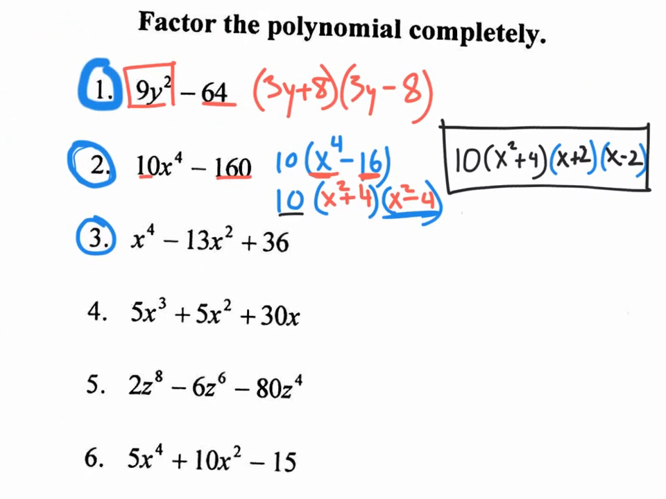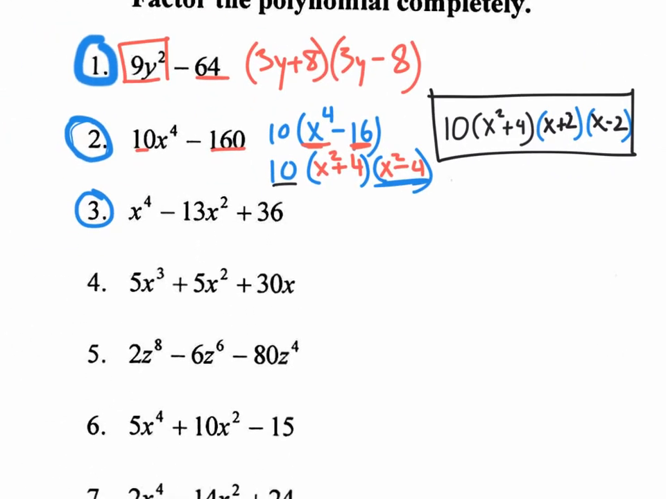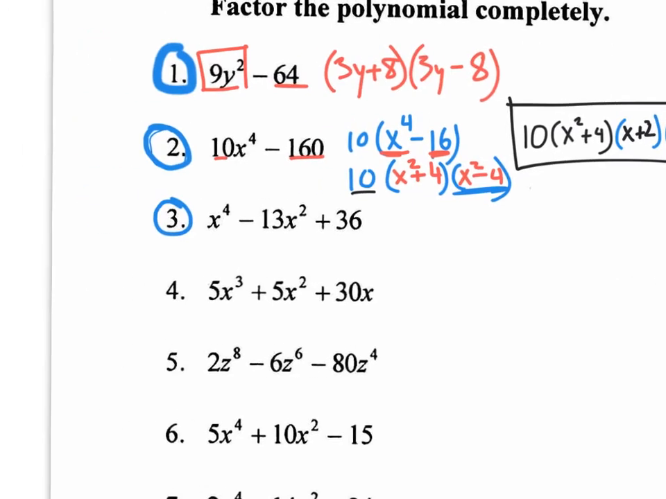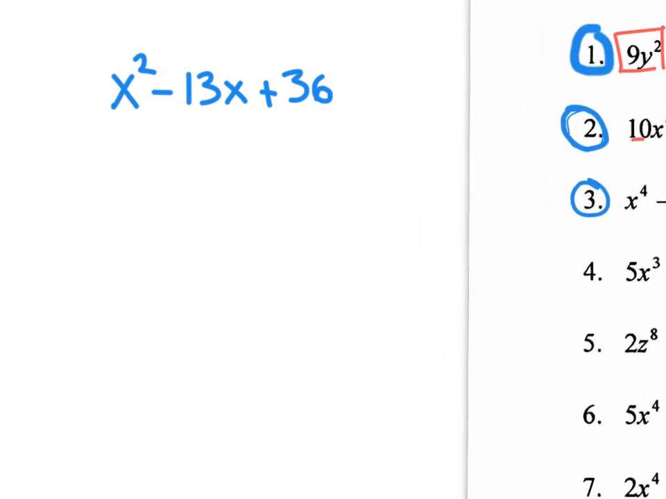Let's go back and let's check out number 3. Now number 3 is a little bit different. A lot of us look at number 3 and probably get confused because we're not used to seeing x to the fourth and the x squared in the middle. But let me ask you this. Let's just go to this problem right here. And would you be able to do that one? Is that one easy? Let's think about this. Well, yeah, it's a quadratic trinomial.